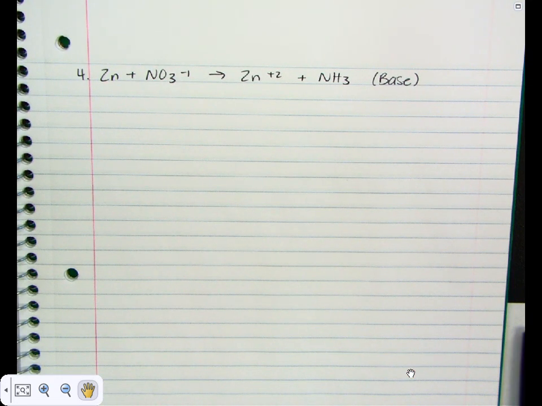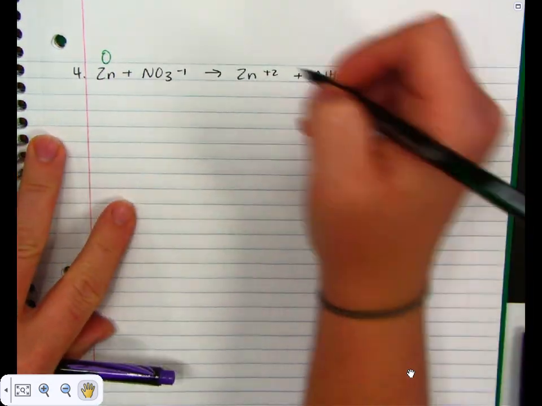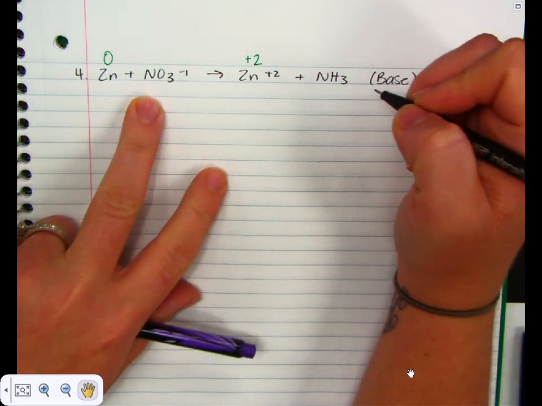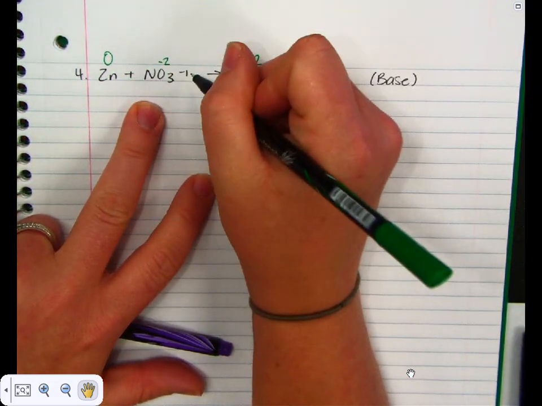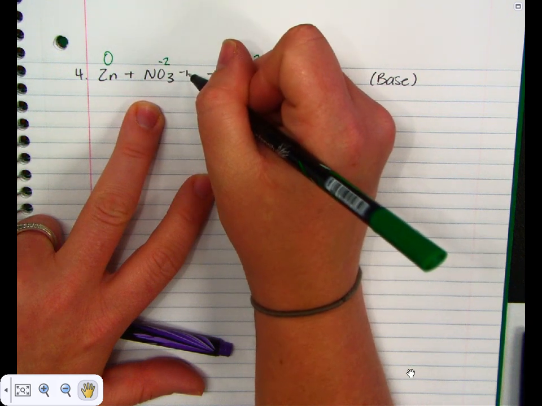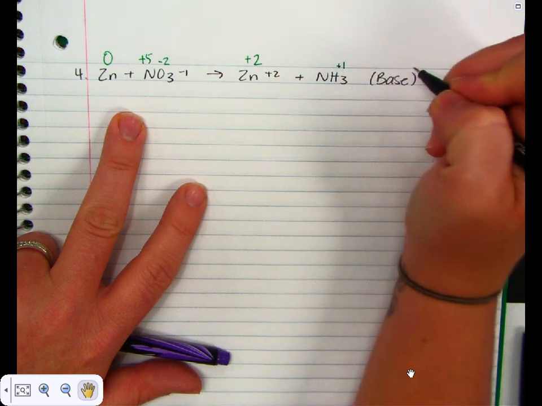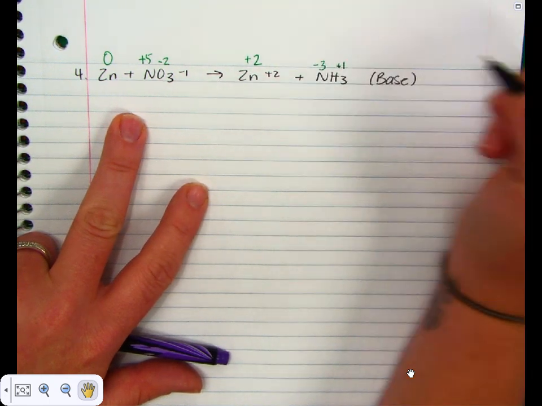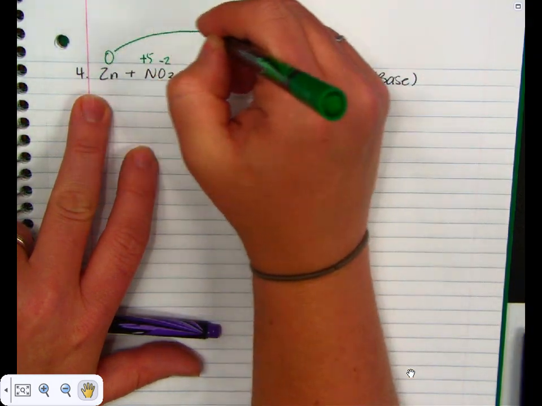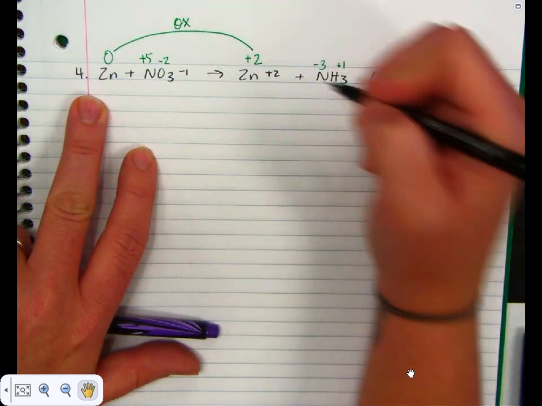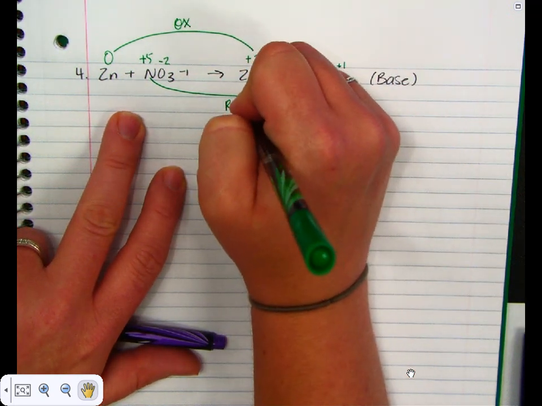So Zn is by itself, so we know this is 0. This Zn is plus 2, so now we need to figure out these guys. Minus 2 is plus 6. I'm sorry, minus 6. I need it to be minus 1, so this is going to have to be plus 5. And this is plus 1, so this is going to have to be minus 3. All right. 0 to plus 2, this is being oxidized. 5 to minus 3, this is being reduced.